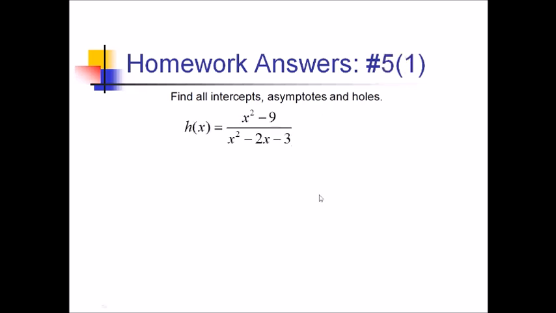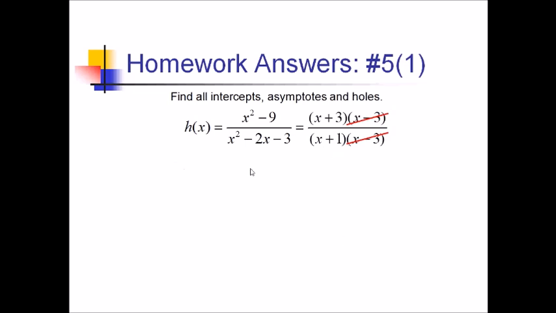For number 5, we're trying to find key features of this rational function. Let's start by factoring it as much as we can. Top factors into x plus 3 and x minus 3. For the bottom, I need two things that multiply to -3 and add up to -2. That would be x plus 1 and x minus 3. These x minus 3's are going to cancel, so our simplified version of this function is just x plus 3 over x plus 1.